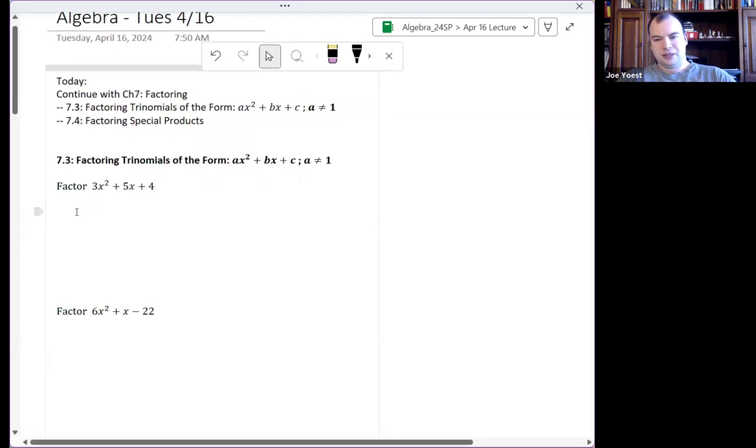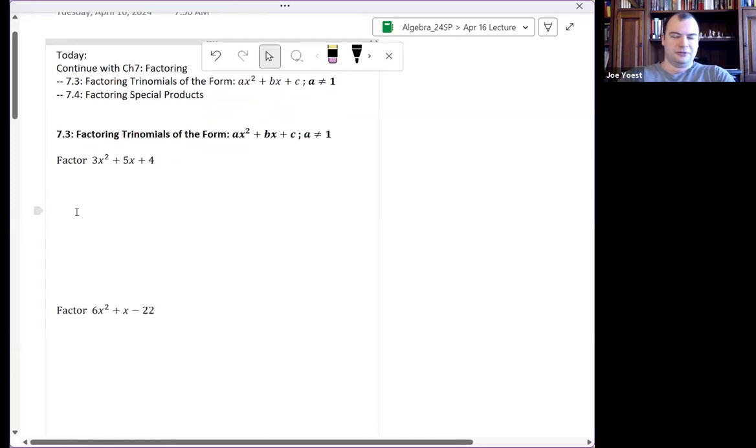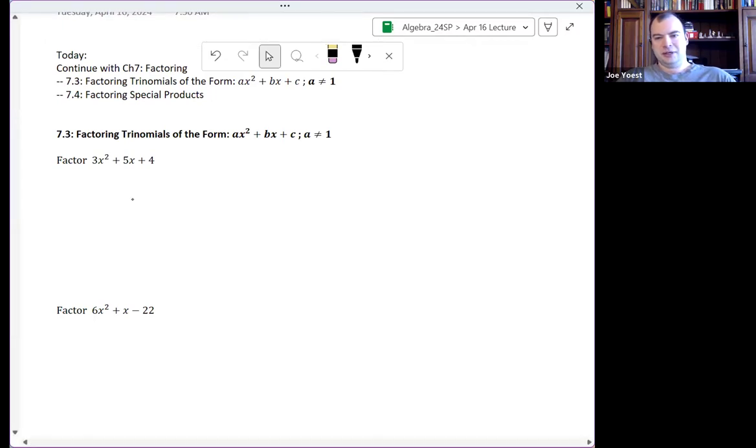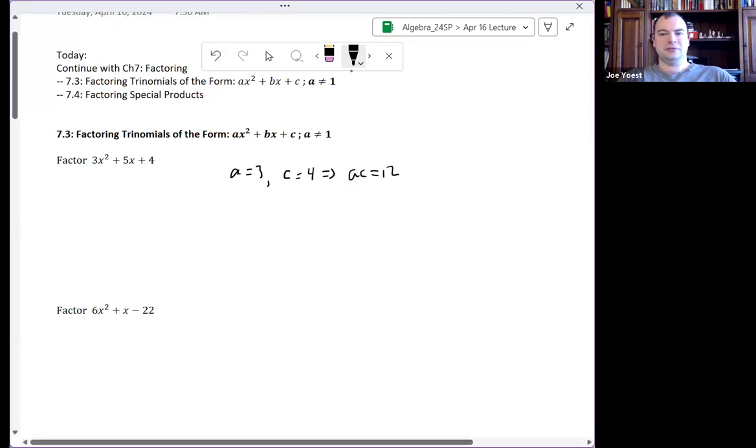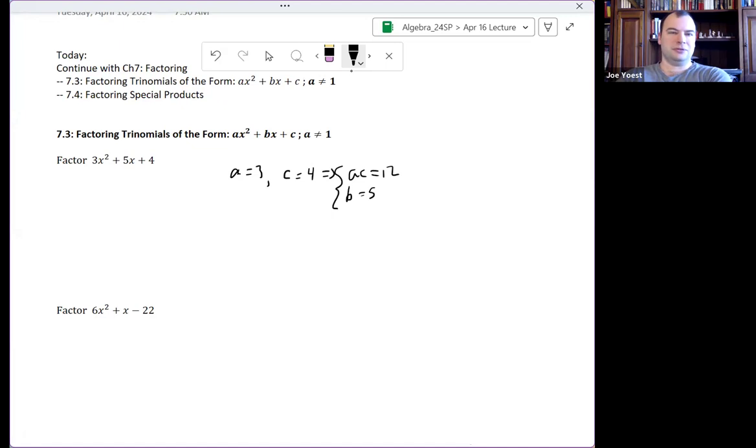Okay, so let's take a look at, just to kind of remind ourselves of the AC grouping method, let's take a look at this problem. 3x squared plus 5x plus 4. This might be a candidate for guess and check, but let's go through the full AC grouping method. So we see that A equals 3, C equals 4, so AC equals 12, and B equals 5. So I'm looking for two numbers that multiply to 12 and add to 5.